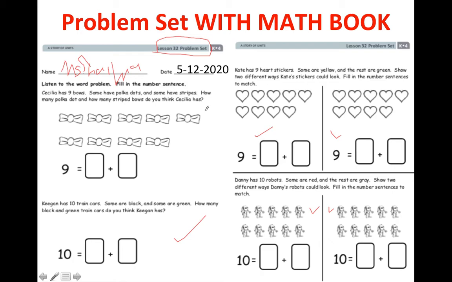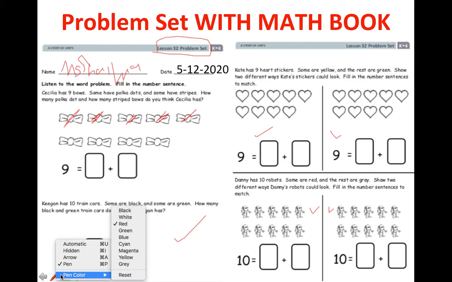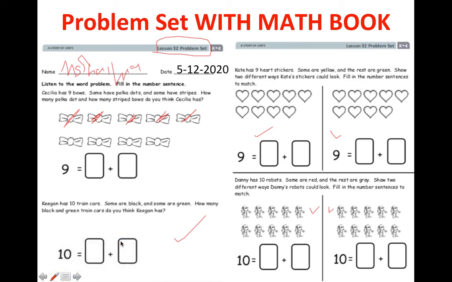So for me in the computer, drawing bows and stripes might be a bit difficult, so I'm just going to put a different color. So we know there's a total of 9 bows, and I'm going to put some red and some blue. You do not have to do polka dots and stripes. You just have to show me that there are 2 different kinds of bows, and you can do it any other way. I chose to do some red bows and some blue bows.